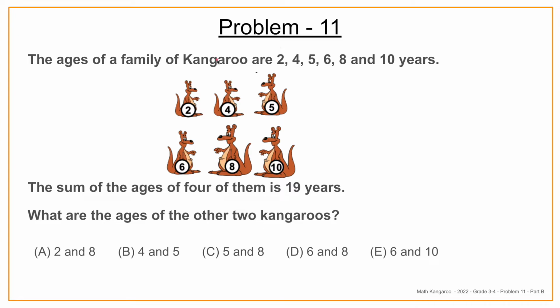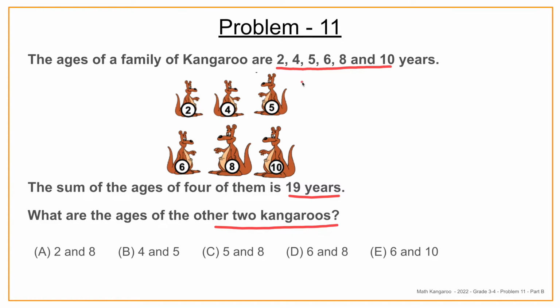Problem 11. The ages of a family of kangaroo are 2, 4, 5, 6, 8, and 10 years. The sum of the ages of 4 of them is 19 years. What are the ages of the other 2 kangaroos? These are our options. We have to find the ages of the 2 remaining kangaroos. The given ages of the kangaroos are 2, 4, 5, 6, 8, and 10. Let us find the total of the ages.